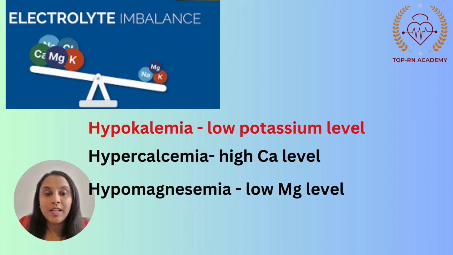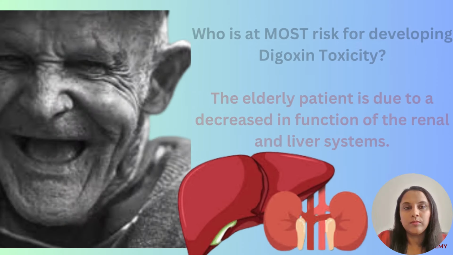Also, hypercalcemia, which is high calcium level, and hypomagnesemia, low magnesium level in the blood, due to various reasons, maybe due to other conditions the patient is having. It is very important for a patient taking digoxin to monitor the electrolyte level in the blood, especially potassium.